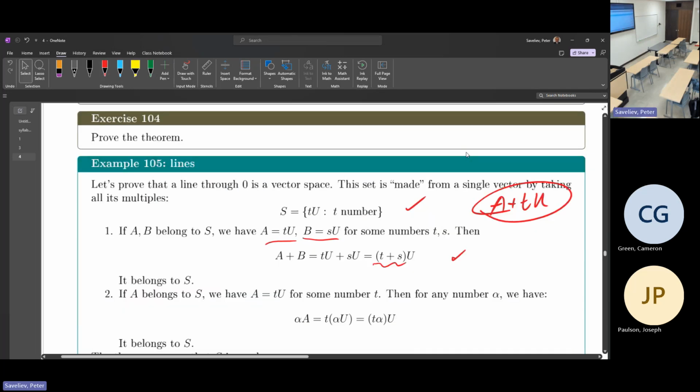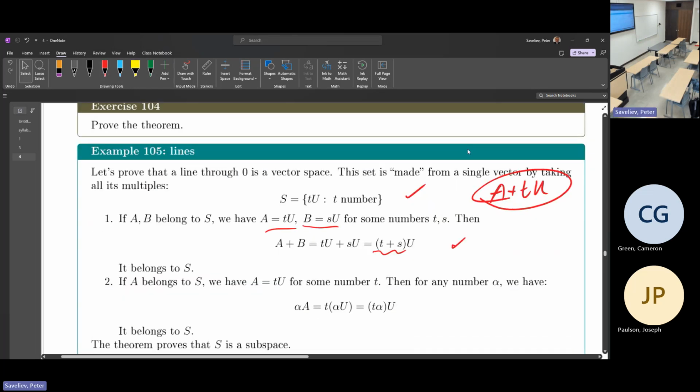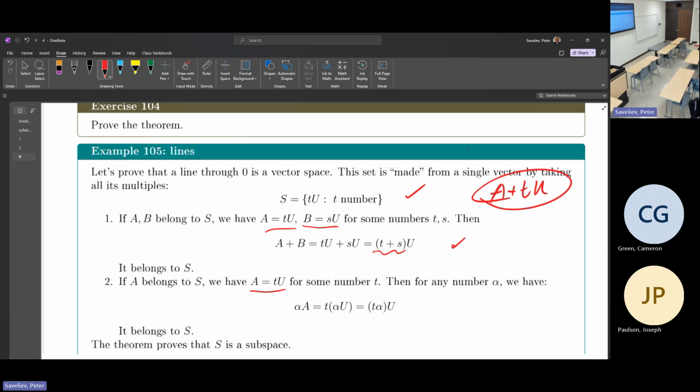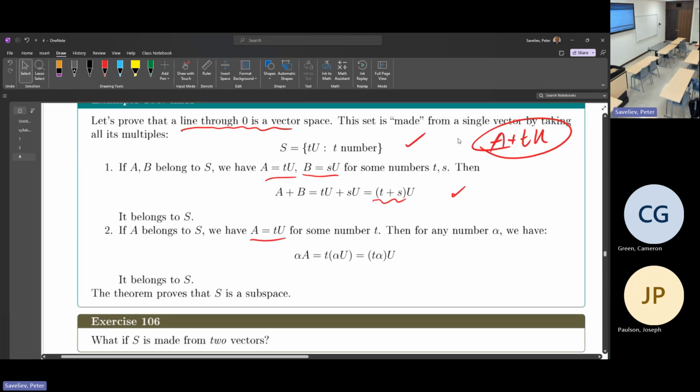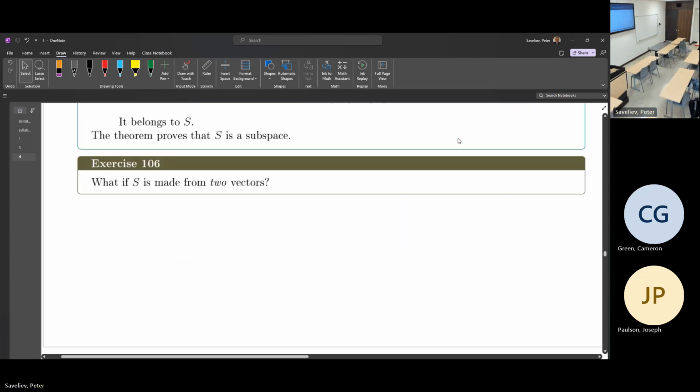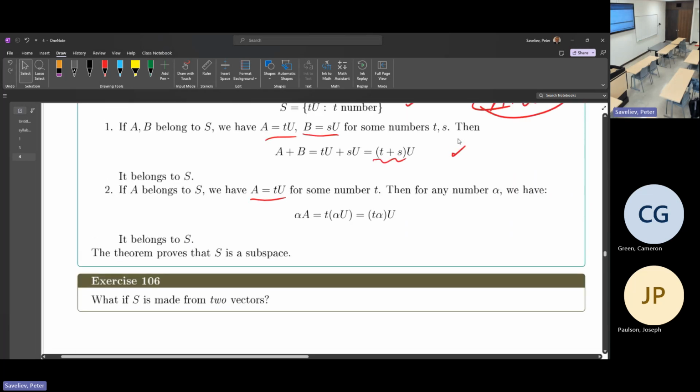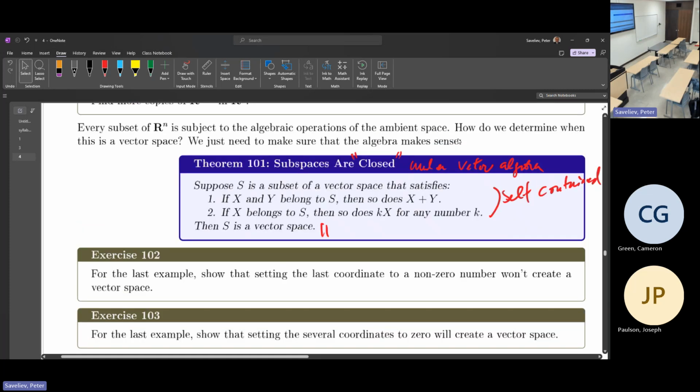Number two operation is scalar multiplication. If I have a multiple of u and I multiply it by another number, it's still a multiple of u. That's what it says, and so naturally it belongs to space S. That way we prove that indeed any line passing through the origin is a vector space, or a subspace. So that is the main example.